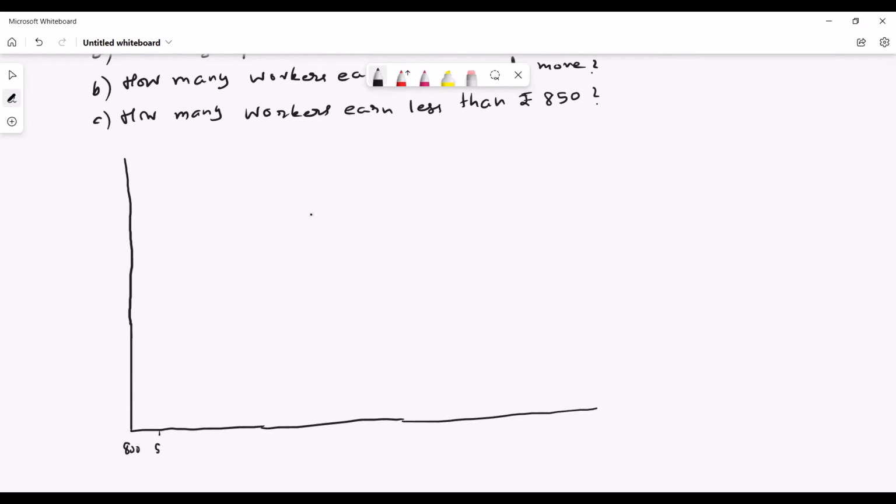800 to 810. And this is representing 820. This is 830. And this one is 840. This is 850. I am just writing 50 only, but it is 850. Then 60, 70, 80, 90, and finally 900.